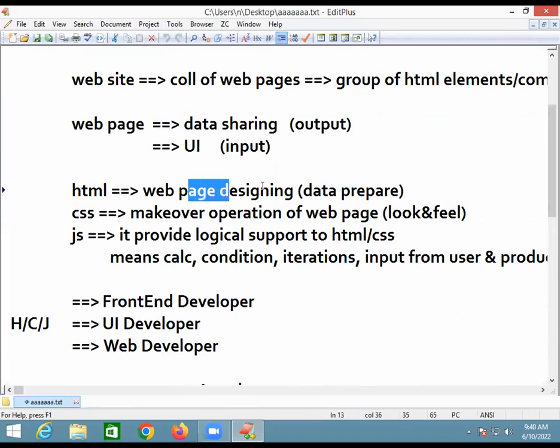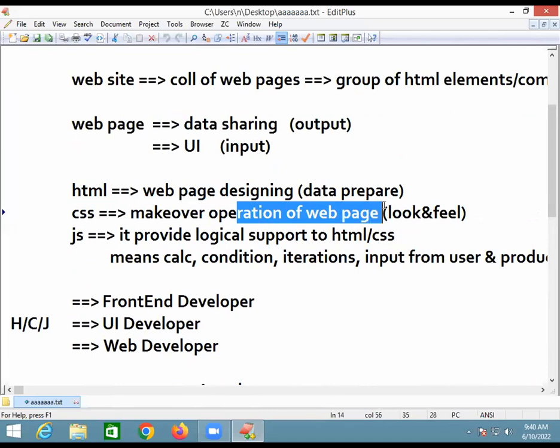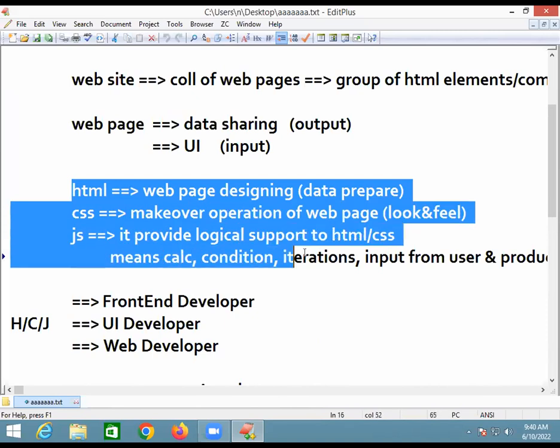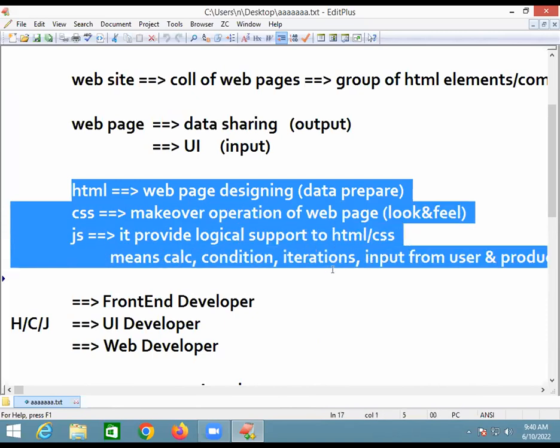HTML is used for designing the basic structure of the web page. CSS is used for makeup operations of the HTML pages. And JavaScript is used to perform some logical operations on HTML and CSS. Three technologies, three responsibilities. If we combine all these three things, we can design an efficient web page.